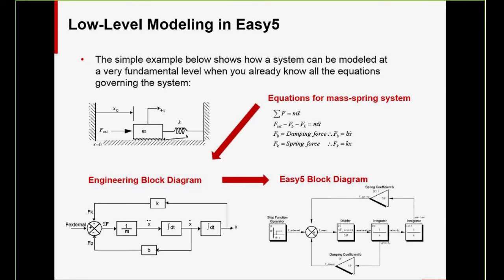Easy5 components can be very low-level mathematical blocks. In this particular example, in the lower right-hand corner, each Easy5 component represents a specific mathematical operation such as multiplication, division, or integration. And in this way, if you know the equations that need to be modeled, you can build up a fundamental engineering model of something like a spring mass damper system.